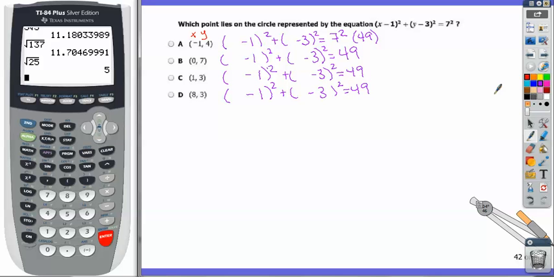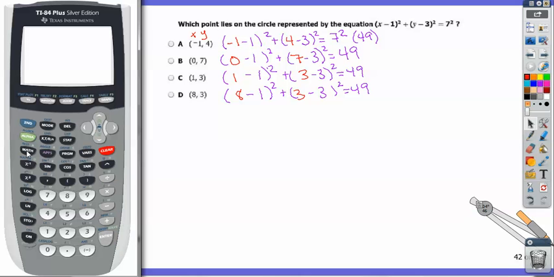Now, for x, I'm going to plug in -1. For y, I'm plugging in 4, because that's answer choice A. I'm going to plug in a 0 and 7, because that's answer choice B. A 1 and a 3, and then an 8 and a 3. So here's the fun part. Sometimes it says which point lies on the circle, and sometimes it says which one doesn't lie on the circle. So I'm just going to plug in a bunch of these, and actually I'm going to plug in all 4 and see what I get.